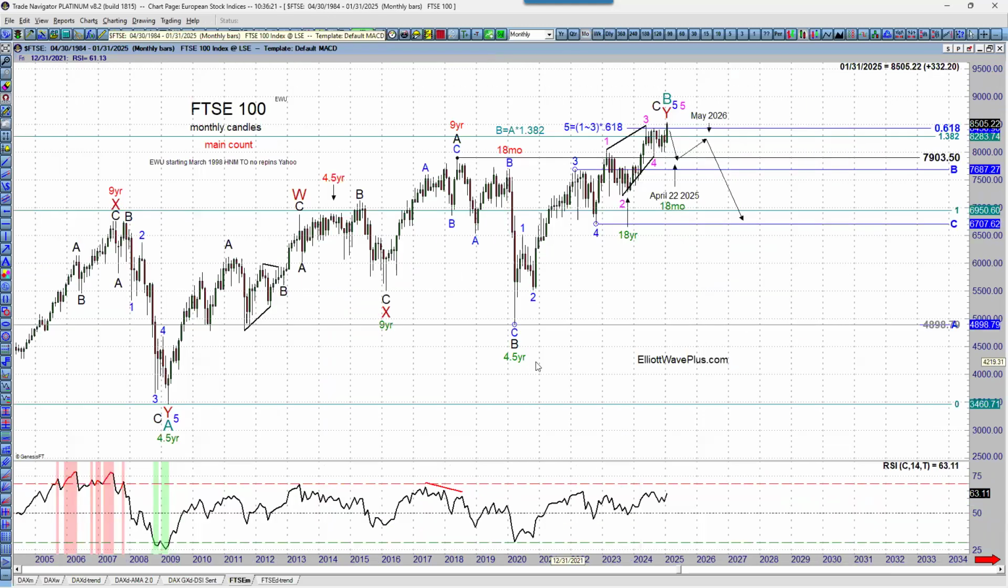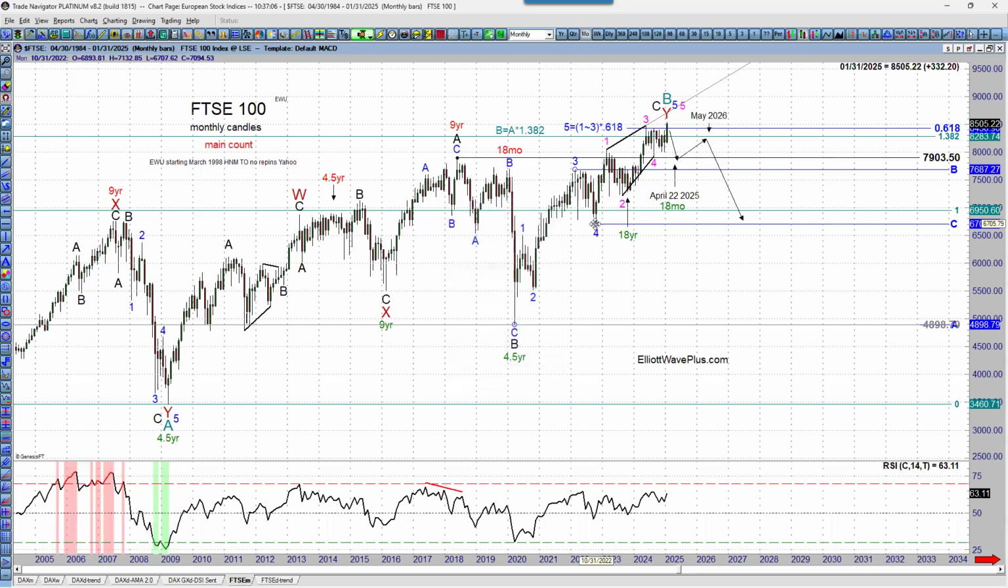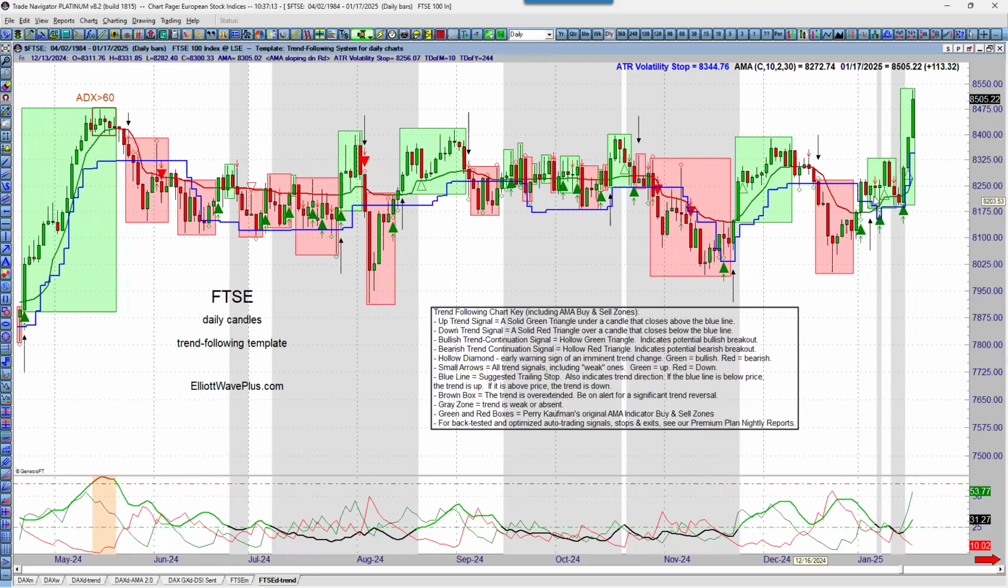FTSE also rocked to the upside. Boom, it's a rocket ship move. From October 2022, 1, 2, 3, 4, an ending diagonal, and then A, B, C. So it looks like we're getting that fifth wave up. It was not a truncation. I thought it was a truncation before. And the finish of a five-wave overlapping structure from this low back in October of 2022 on the FTSE. Bam.